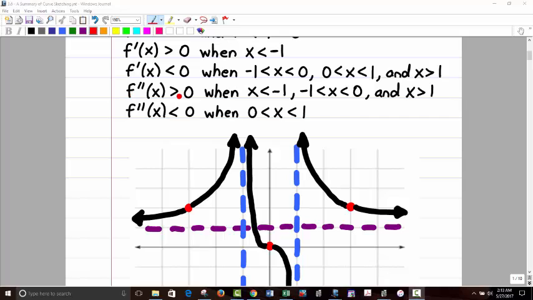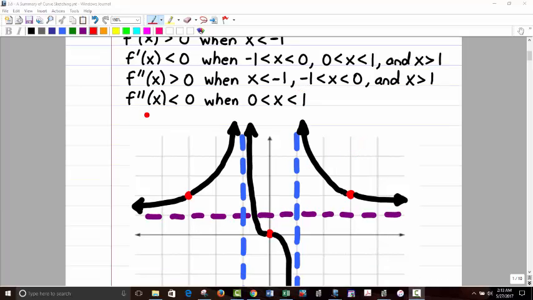This says f double prime of x is going to be greater than 0 when x is less than -1. Okay, that's true. That means concave up, positive second derivative. So that's true for that section. It's going to be concave up when x is between -1 and 0. That's true right here until it gets to that point. It's concave up. And then when x is greater than 1, it's concave up out to the right.